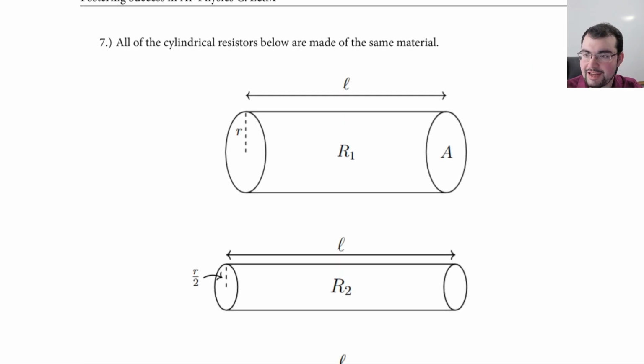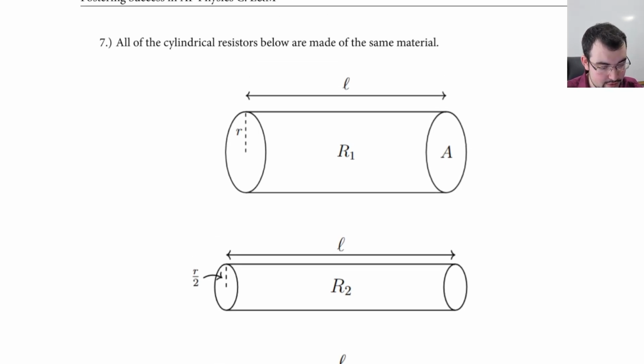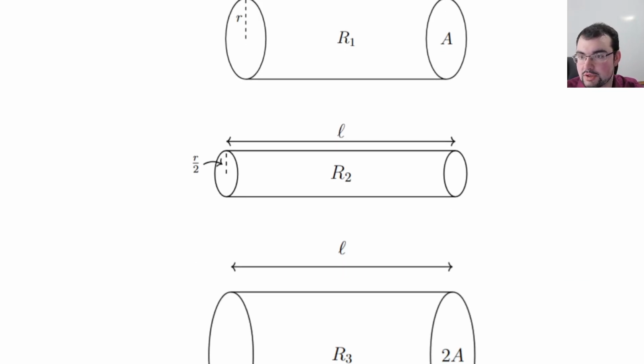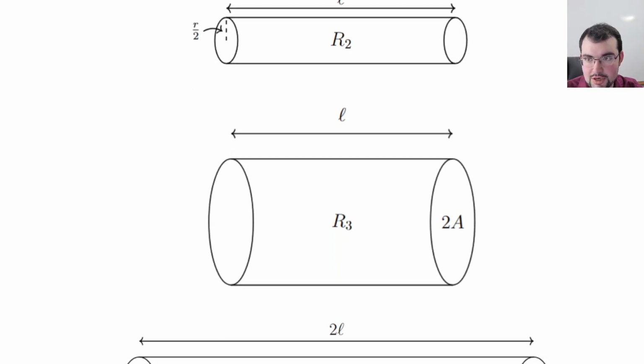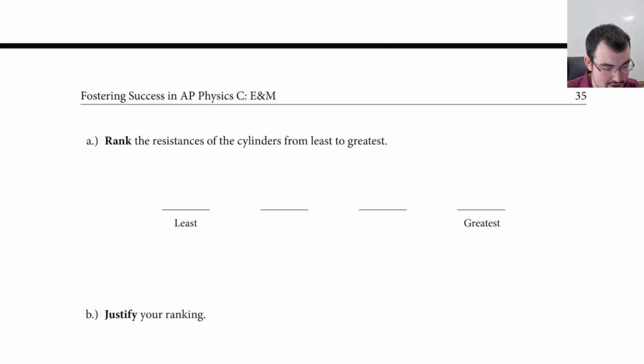Now we got our first ranking to do. So we have all these different resistors of given radius. So we're given that a radius of r, little r, corresponds to an area of big A. So this one, I halve the radius. This time I double the area. This time I double the length. We want to rank the resistances and justify our ranking.